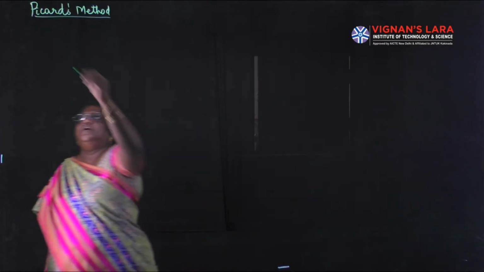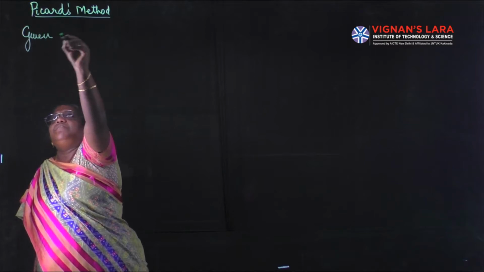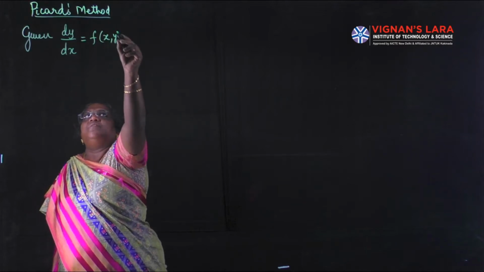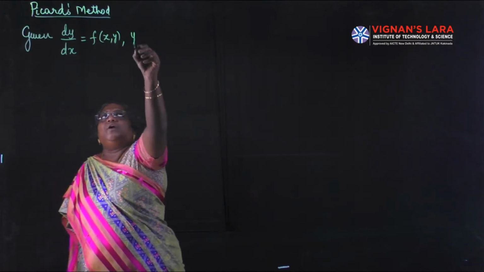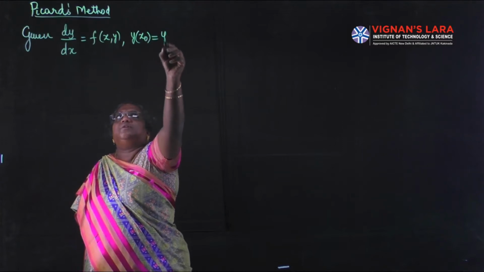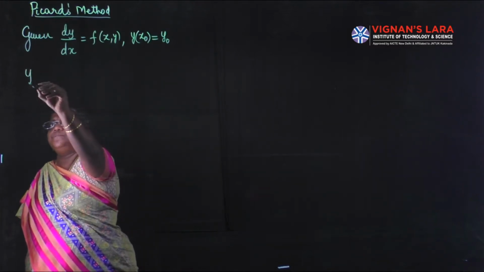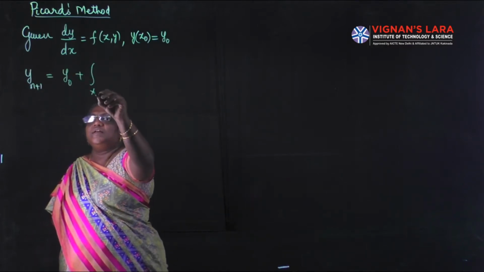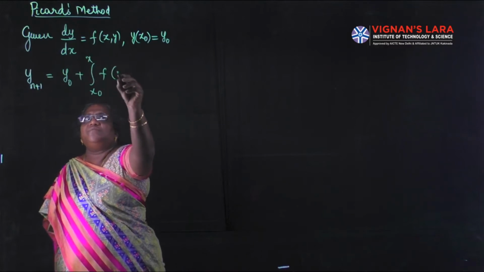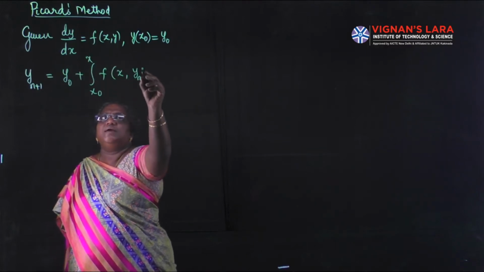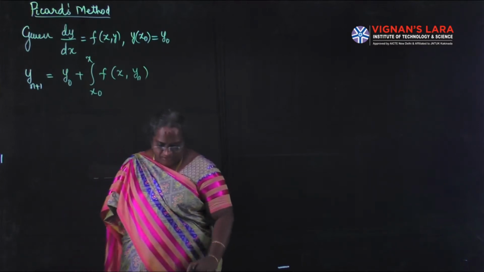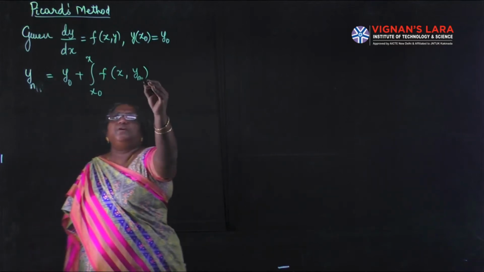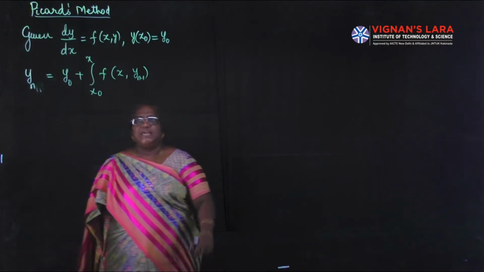So now see here, given dy by dx is equal to f of x comma y for an initial condition of y of x naught is equal to y naught. What does Picard's method say? Yn plus 1 is equal to y naught plus integral x naught to x f of x comma yn dx. Or you can take here, if you take here as yn, it goes to be yn minus 1 dx.